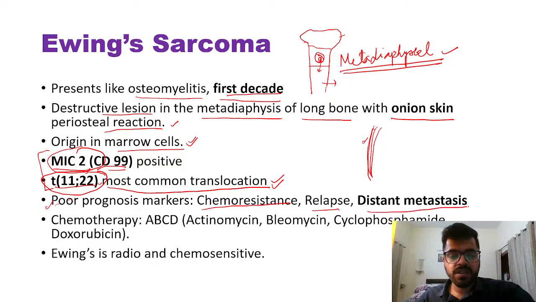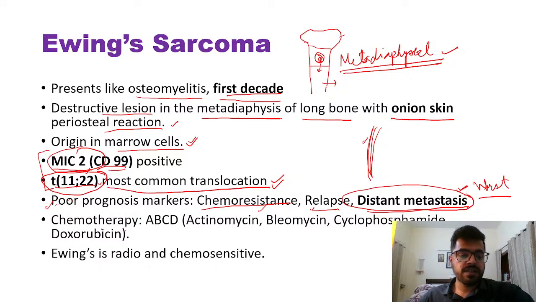and distant metastasis. Distant metastasis is the most important marker of prognosis. If distant metastasis is there, it is a worst prognostic marker. Rest relapsing disease and chemoresistance are there.